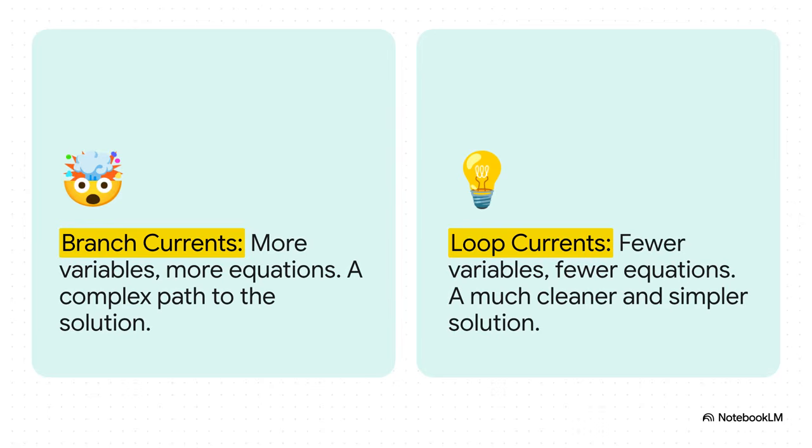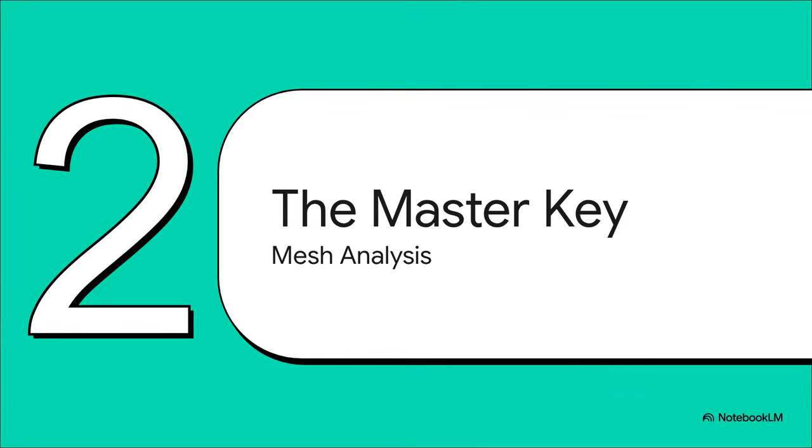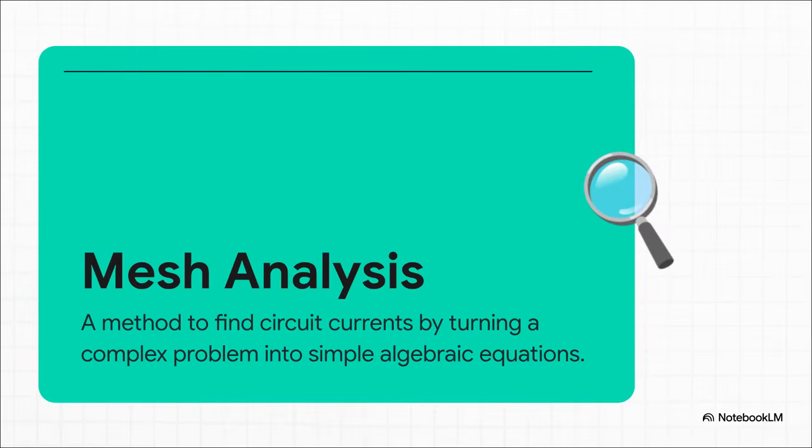Here, we're just looking at the overall current that's circulating in each main loop or mesh. What does that get you? Fewer variables, fewer equations, and a much, much cleaner path to the answer. In this smarter approach, well, that's our master key. It's called mesh analysis. And believe me, it's the foundation for figuring out pretty much any complex circuit you'll ever see.